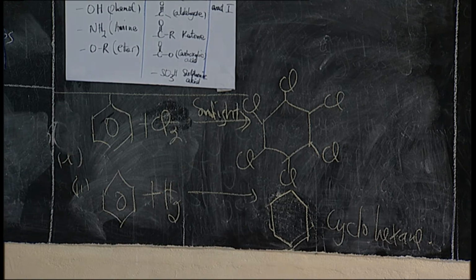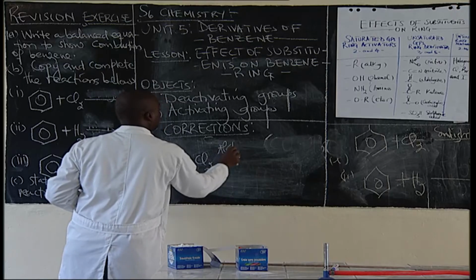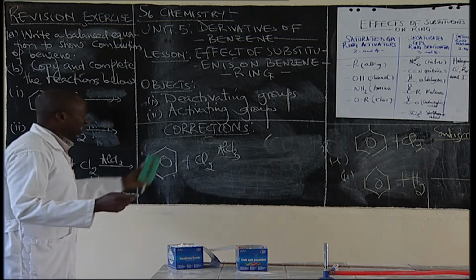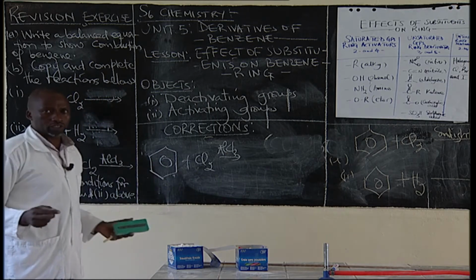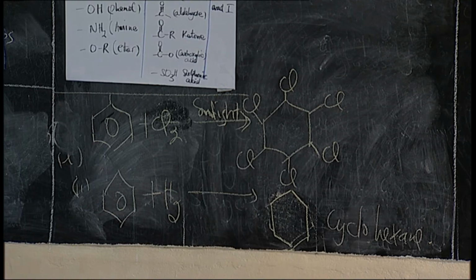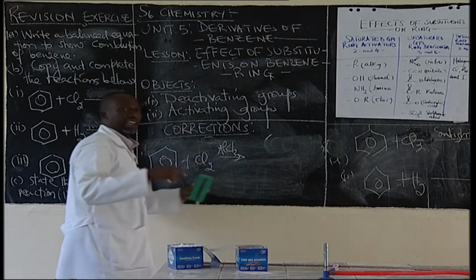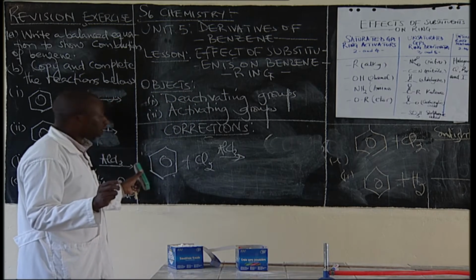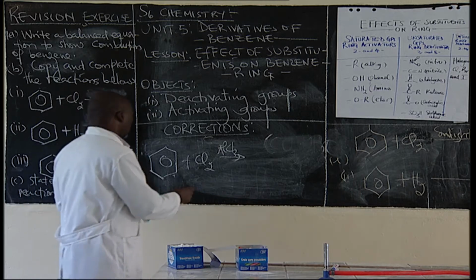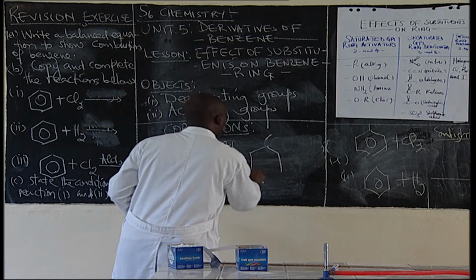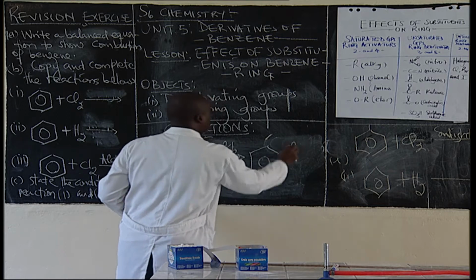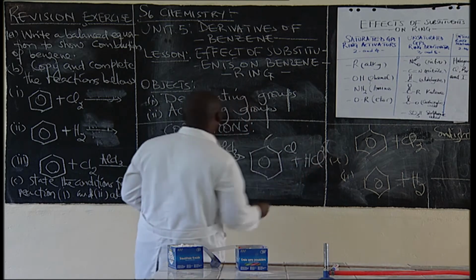So we have the benzene reacting with chlorine in presence of aluminum chloride, or not necessarily aluminum chloride, any other Lewis acid can be used. So they can be iron 3 chloride, aluminum bromide, or any other Lewis acid that you can think about can also affect this. So this one will produce substituted chlorobenzene with hydrogen chloride.